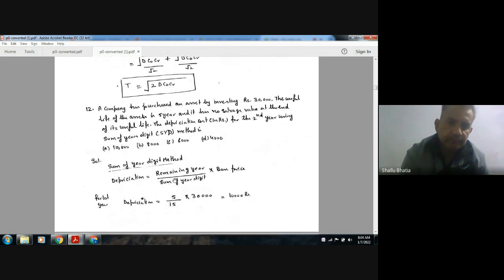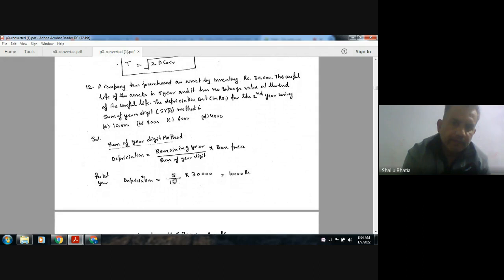Next. A company has purchased an asset by investing 30,000 rupees. The useful life of the asset is 5 years and it has no salvage value at the end of its useful life. The depreciation cost in rupees for the second year using the sum of year digit method is: option A 10,000, B 8,000, C 6,000, D 4,000.